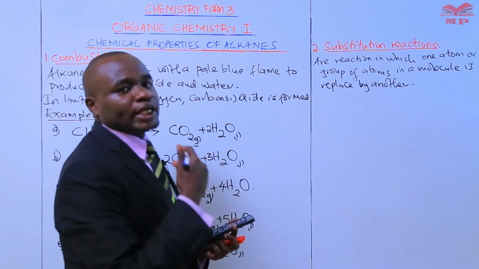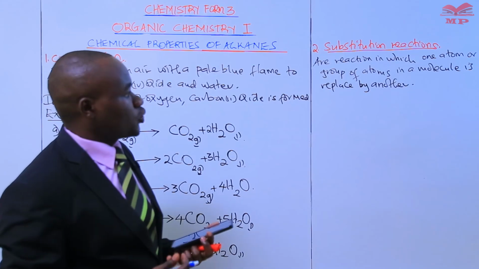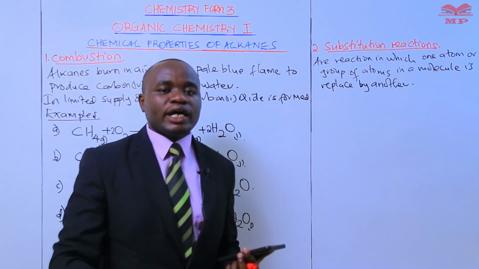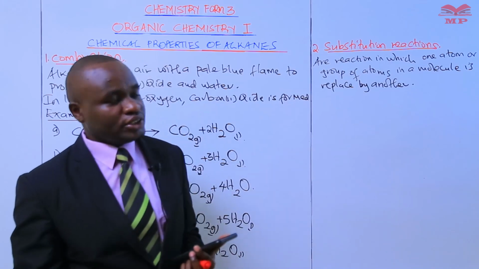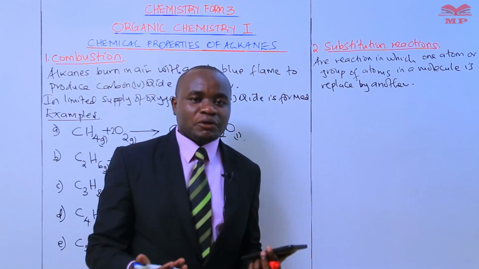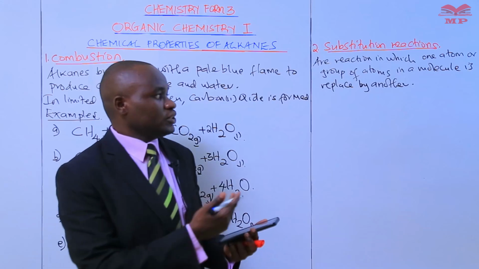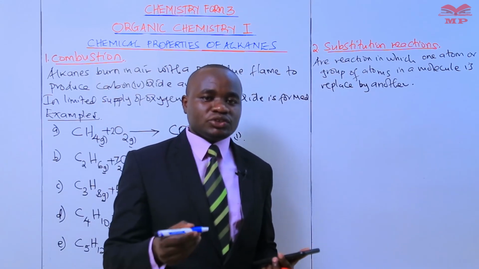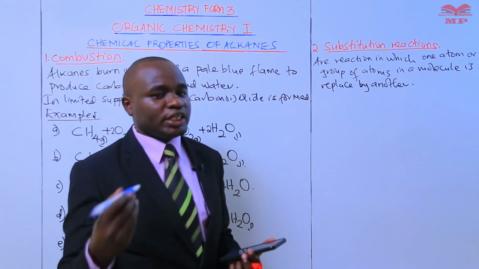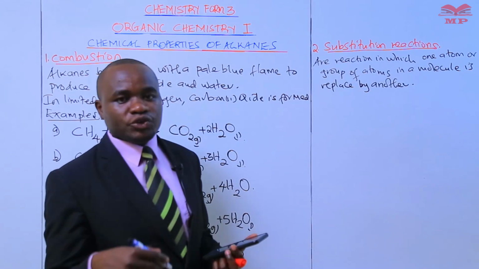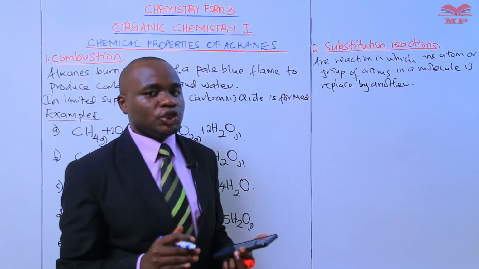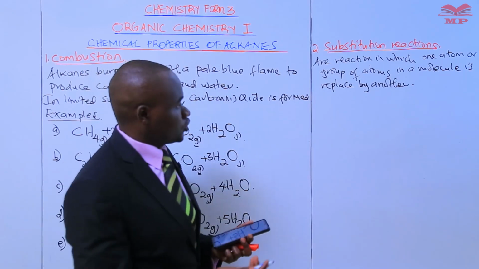So alkanes are able to undergo substitution reactions, and this one mostly happens with halogens. We know very well halogens are members of group 7. So alkanes are able to react with the halogens, and the reaction can only take place in the presence of sunlight or UV light. And the main purpose of the UV light is simply to break down the halogen molecule into atoms.